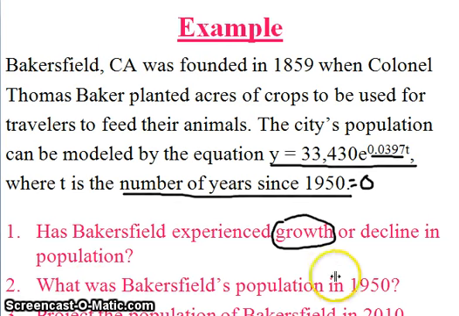Population in 1950. Let's plug 0 in for your time and see what you get. When you plug it in, 0 times the 0.397 is 0. Anything to the 0 power becomes 1, so we're left with 33,430 as our population in 1950. Now the third question projects the population in 2010. Essentially we do the same process, except our time, you got to think, 2010 is 60 years later than 1950. So where our t is up here, we need to plug our 60 in its place. And when you do, you should end up with approximately 319,000.